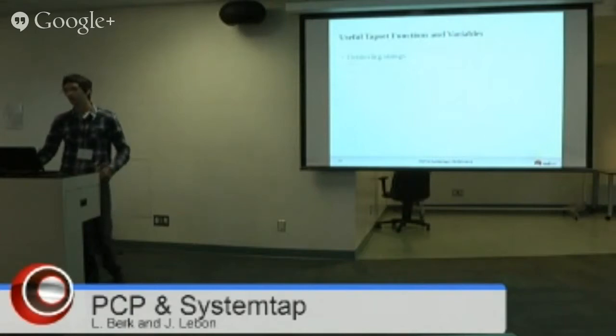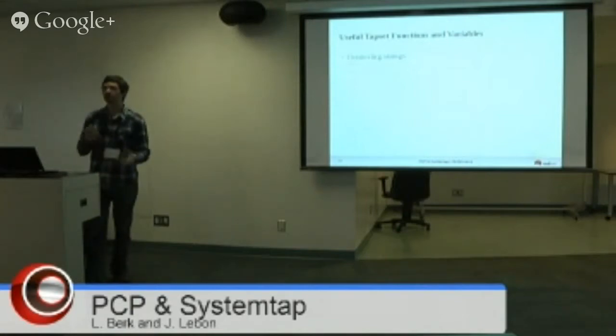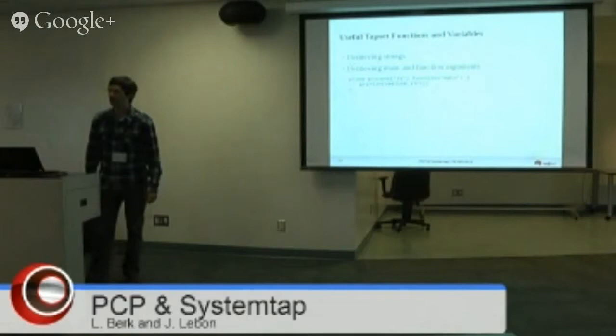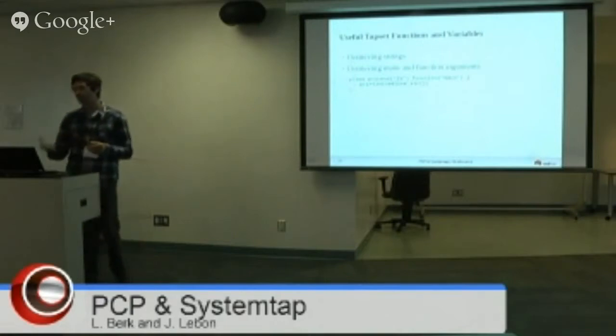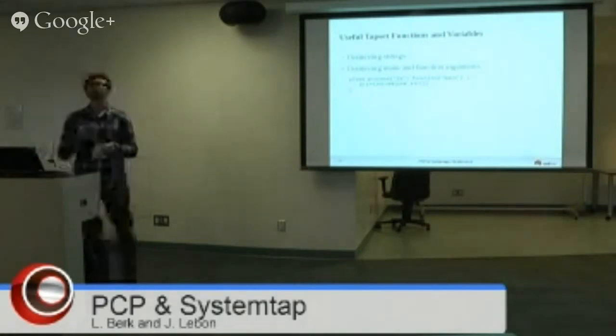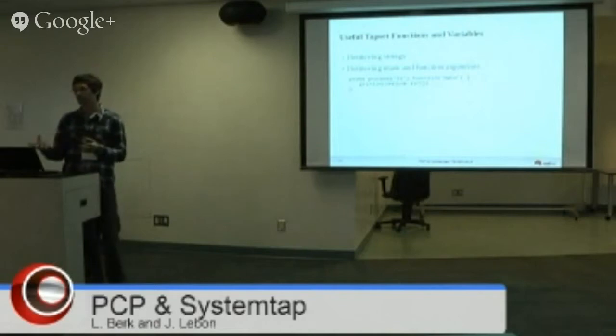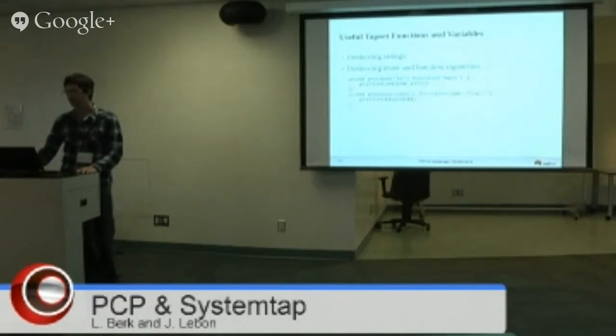Okay, other useful tap set functions. Retrieving strings, we saw that with user_string_n. Retrieving main and function arguments: for example, if you're looking for anytime the main function of ls is entered, you can use the cmdline_str function, which will print out in a human readable format what parameters were passed to ls. In fact, this is not specific to main. You can call that from other process probes, but anyway, it'll print out the arguments passed to ls.